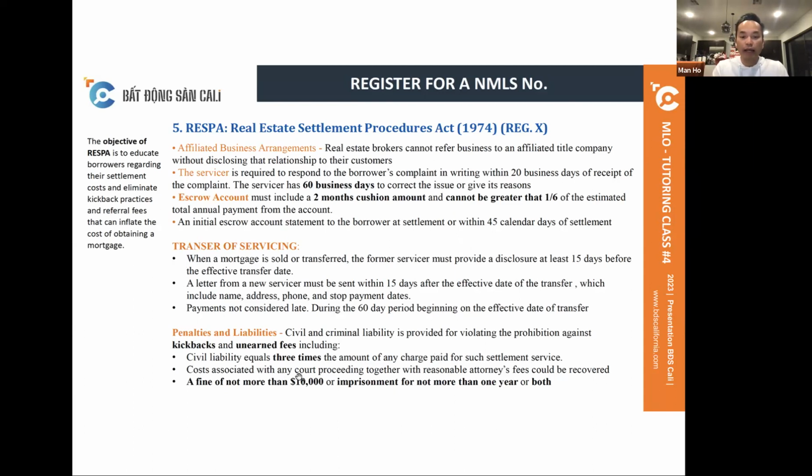The cost associated with any court proceeding. Okay, if somebody sues you, you pay the cost for that, right? For the court, the lawyer and stuff, and other expenses. A fine of no more than $10,000, or prison for not more than 1 year, or both. So if you violate it, the penalty is you may pay up to $10,000. You may be put in jail for 1 year, or both.